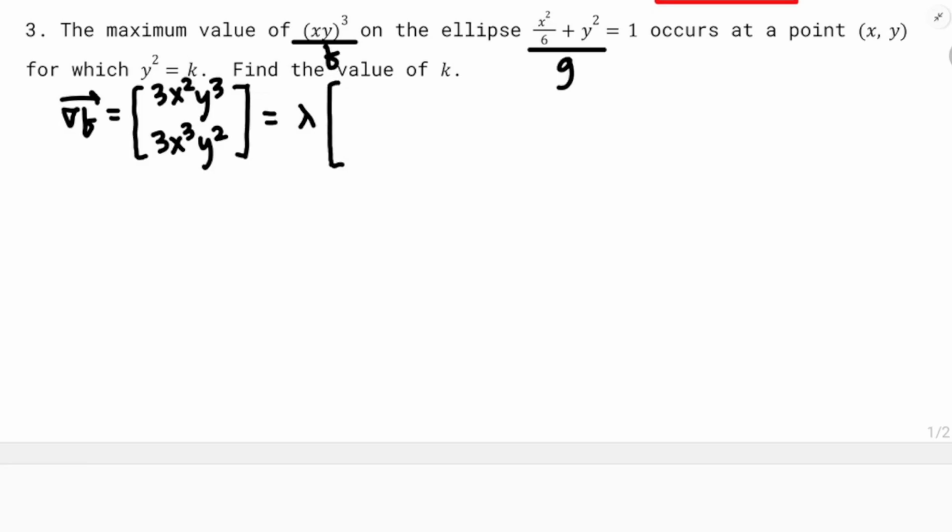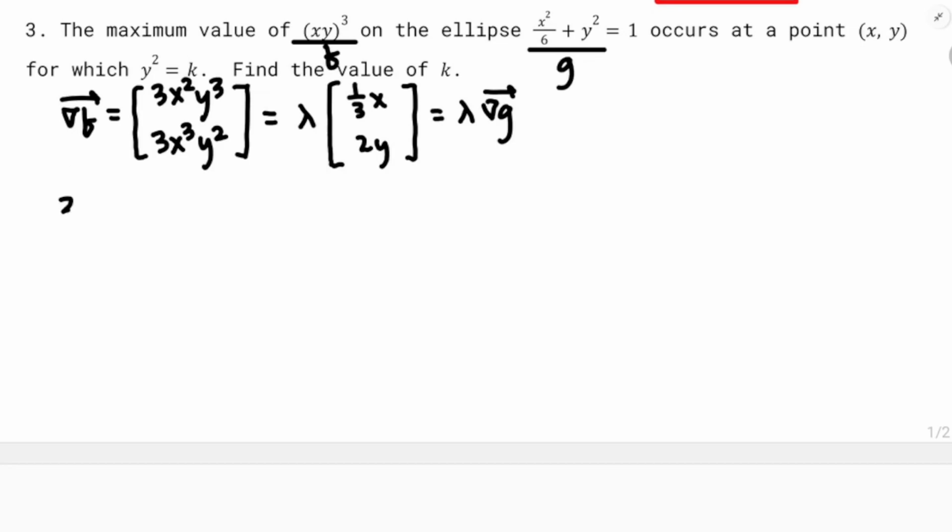Okay, the derivative of x squared over 6 plus y squared with respect to x is going to be 2 over 6 times x, so that would be 1/3 of x. And then the derivative of that with respect to y is going to be 2y. What I just did there, that was lambda times the gradient of g. And so now I'm going to end up with a system.